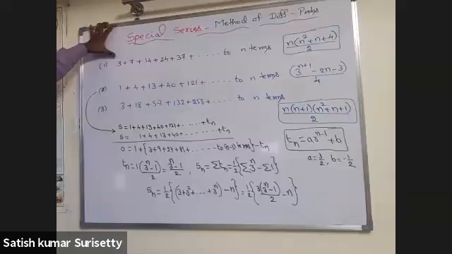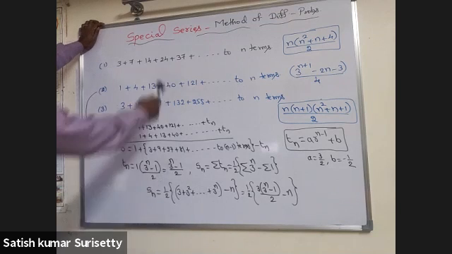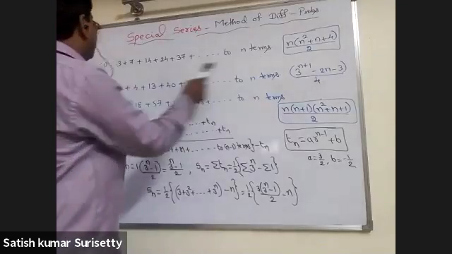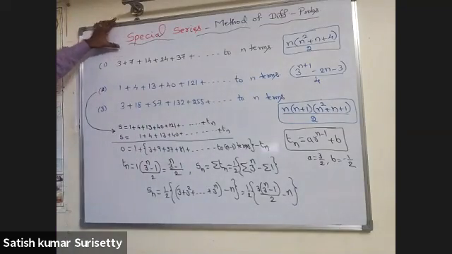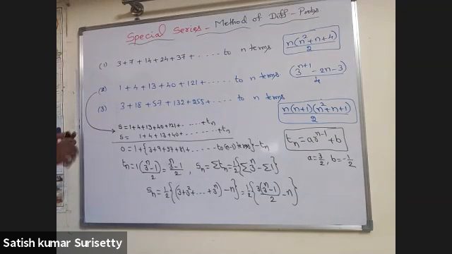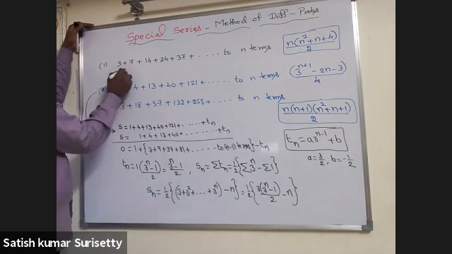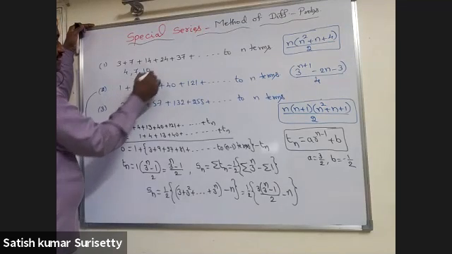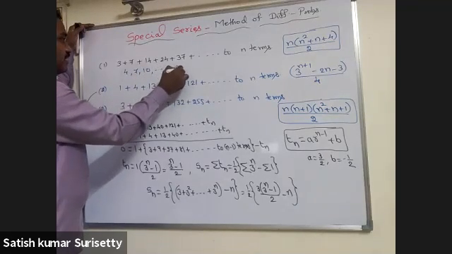So the first problem: 3 plus 7 plus 14 plus 24 and so on. The sum of n terms. Here the first order differences are 4, 7, 10 and so on. These are in arithmetic progression.